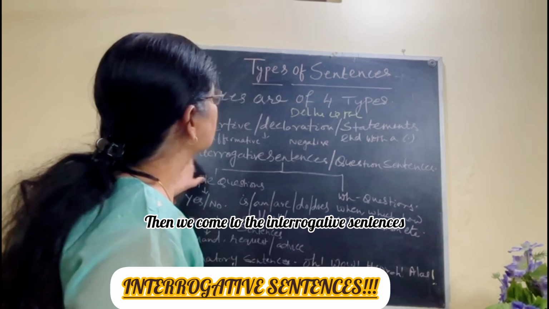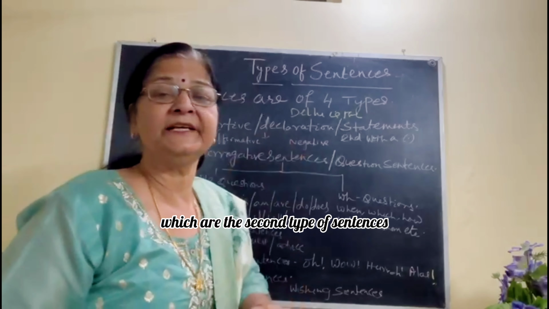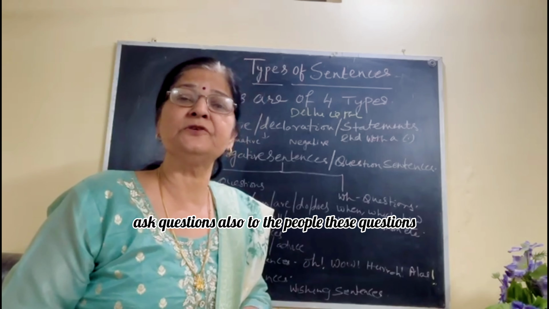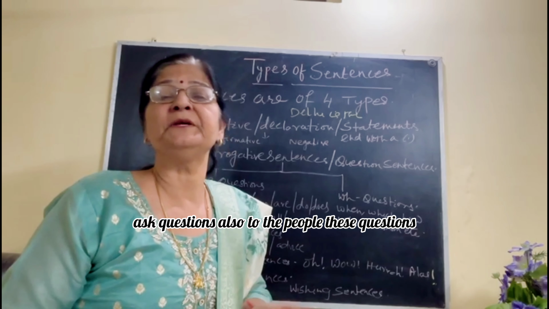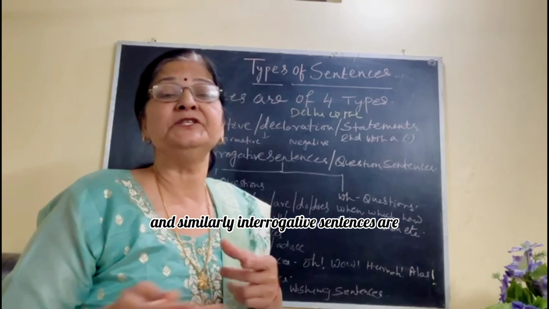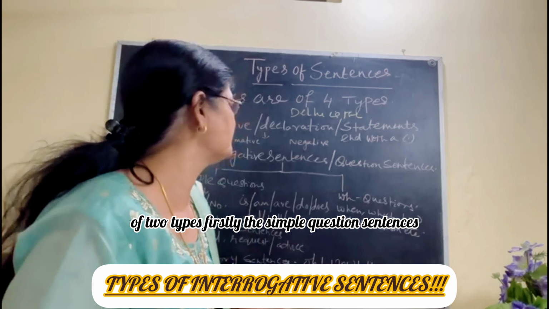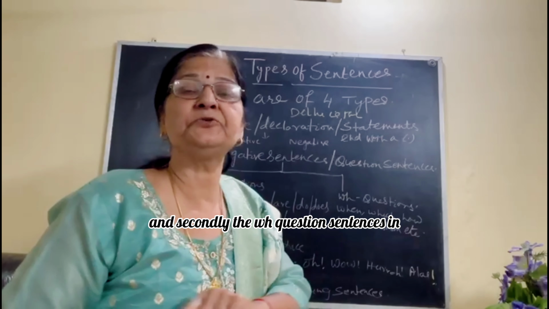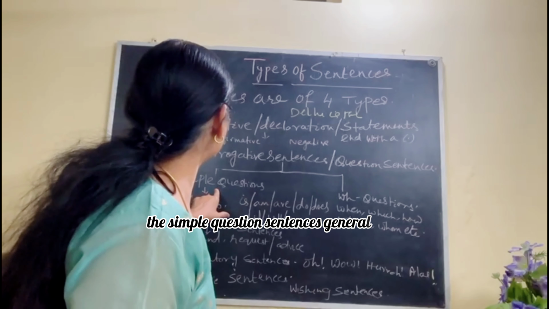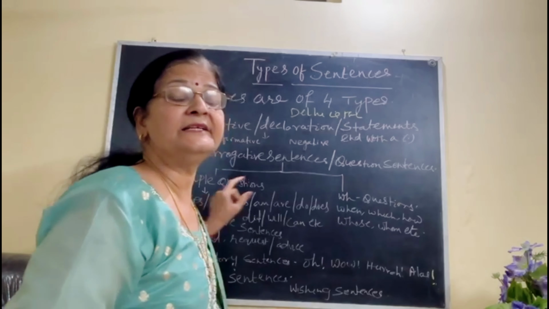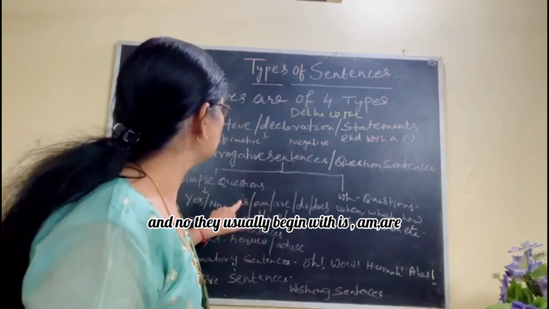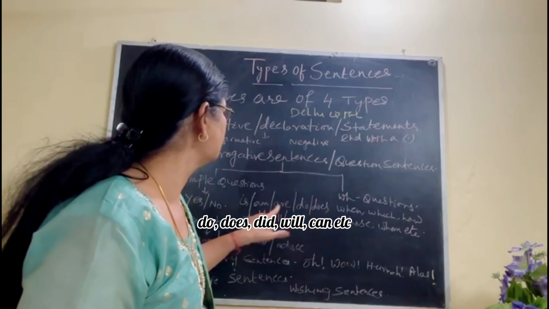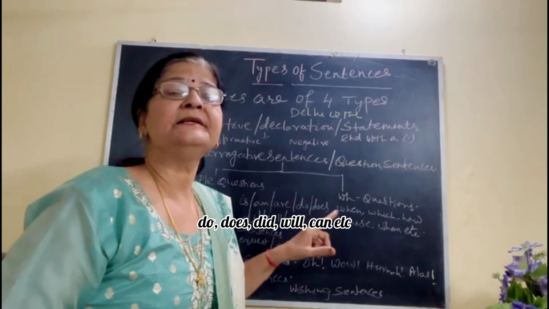Then we come to the interrogative sentences, which are the second type of sentences. In our day-to-day life, we need to ask questions also to the people. These questions may be again of 2 types, and similarly, interrogative sentences are of 2 types. Firstly, the simple question sentences, and secondly, the WH question sentences. In the simple question sentences, generally we get an answer in yes or no. They usually begin with is, am, are, do, does, did, will, can, etc.